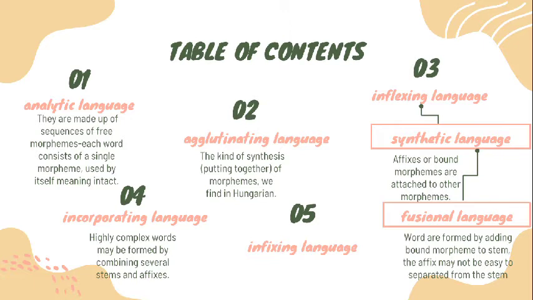They are synthetic language, where affixes or bound morphemes are attached to other morphemes. And the other is fusional language. Words are formed by adding a bound morpheme to a stem. The affix may not be easy to separate from the stem. The fourth is incorporating language. Highly complex words may be formed by combining several stems and affixes. And the last one is infixing language.